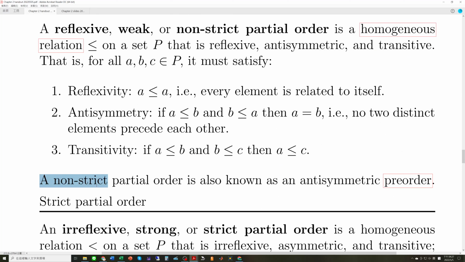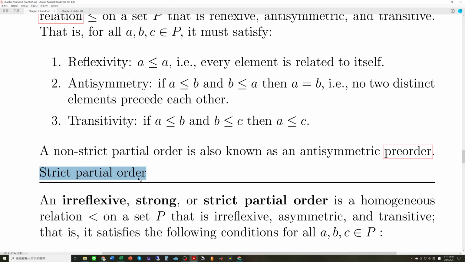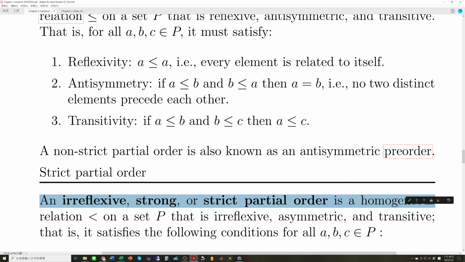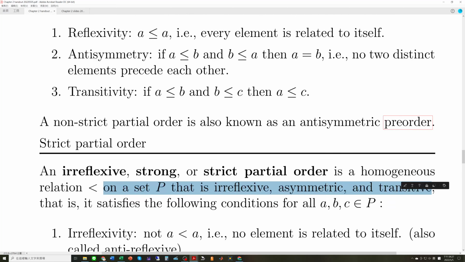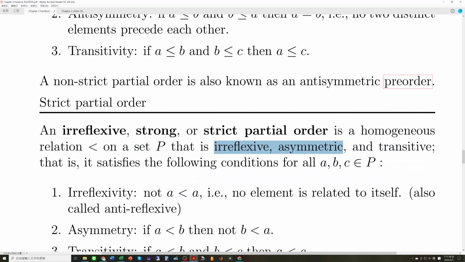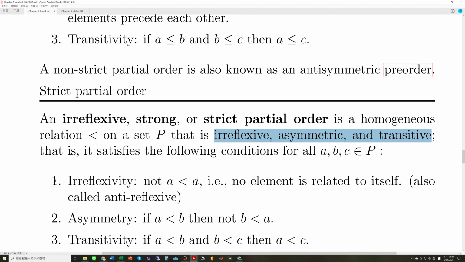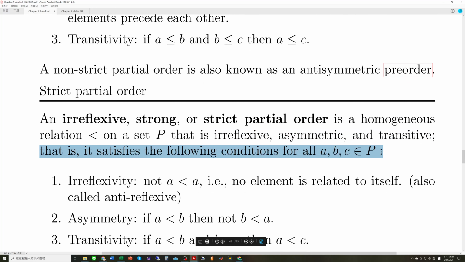Okay, besides, a non-strict partial order is also known as an antisymmetric preorder. We will introduce what is a preorder later. Next, let us see the definition of a strict partial order. An irreflexive, strong, or strict partial order is a homogeneous relation smaller than on a set P that is irreflexive, asymmetric, and transitive. We will introduce the meaning of these 3 adjectives in the following points 1, 2, 3. That is, it satisfies the following conditions for all A, B, C in P.